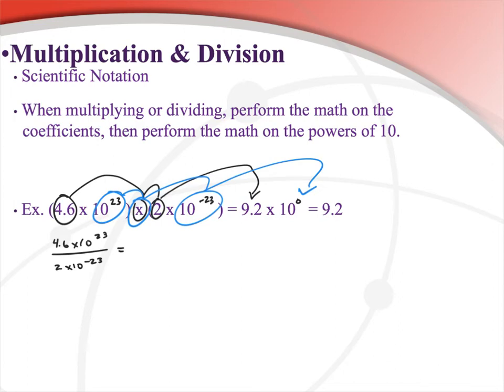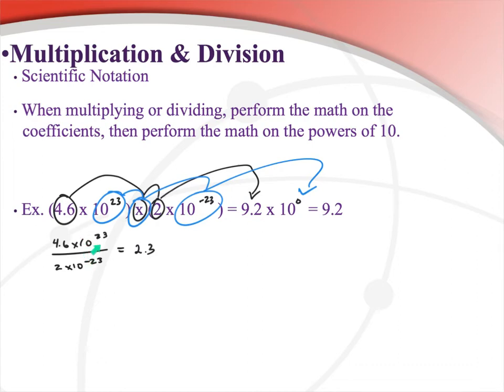Okay, and we're going to see the same thing happen with division, except instead of adding the exponents together, we are going to subtract them. All right, so we're going to do this math just the same. 4.6 and the 2, the coefficients math first. 4.6, and this time I'm dividing, right? I got my division bar here. 4.6 divided by 2 is 2.3, right? Don't need a calculator necessarily to do that.